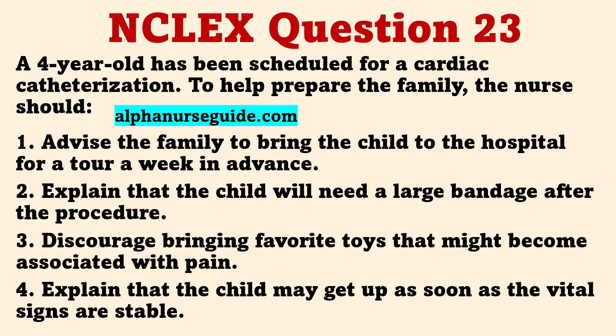The correct answer is 2. The catheter insertion site will be covered with a bandage. This is important for preschool children to know, as they are very concerned about bodily harm. The best time to prepare a preschool child for an invasive procedure is the night before. Bringing a favorite toy to the hospital will help decrease the child's anxiety. To prevent bleeding, the child will be expected to keep the extremity straight for 4 to 6 hours after the procedure, either in bed or on the parent's lap.